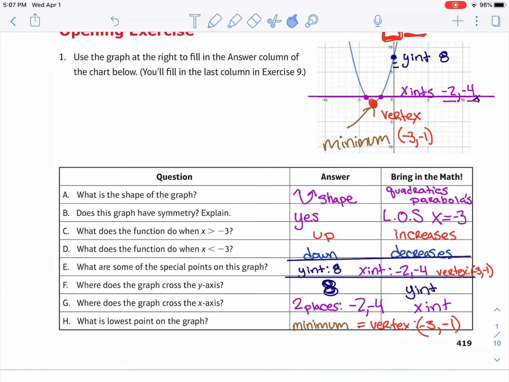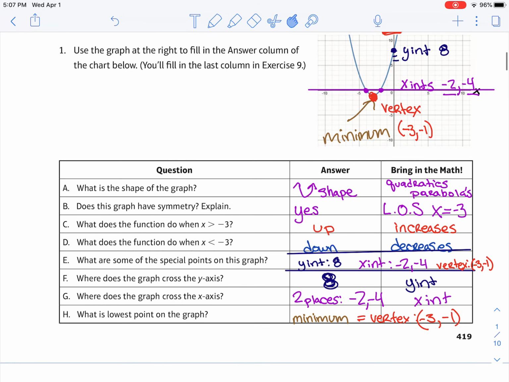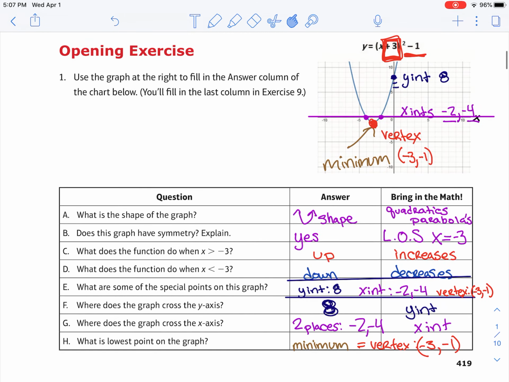Okay, so I am just asking you to watch this really short video today. I want you to take a picture of this page once you're done writing on it and upload it to Google Classroom. And then if you have not finished your assignment from Tuesday, that's the rest of your assignment.